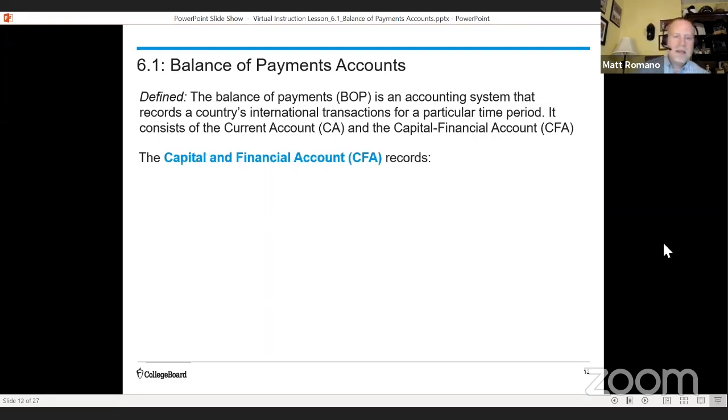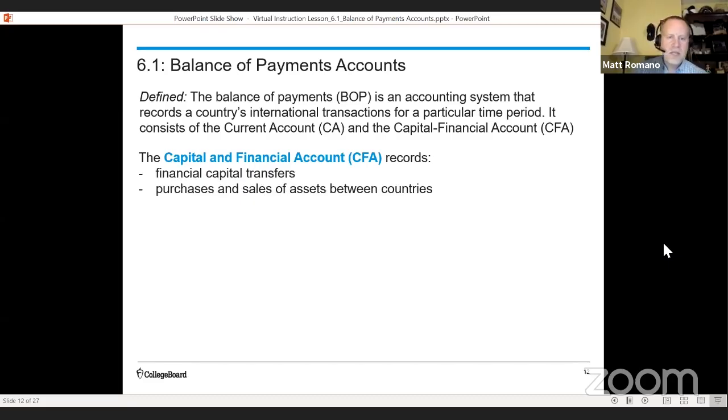We need to look at the capital and financial account, CFA. So what's recorded on the capital and financial account? Well, financial capital transfers, purchases and sales of assets between countries. That sounds kind of technical, but what it's really saying is it's transactions which are going to create and include some form of liability. To me, it's a little easier to look at examples. What do we mean by this?